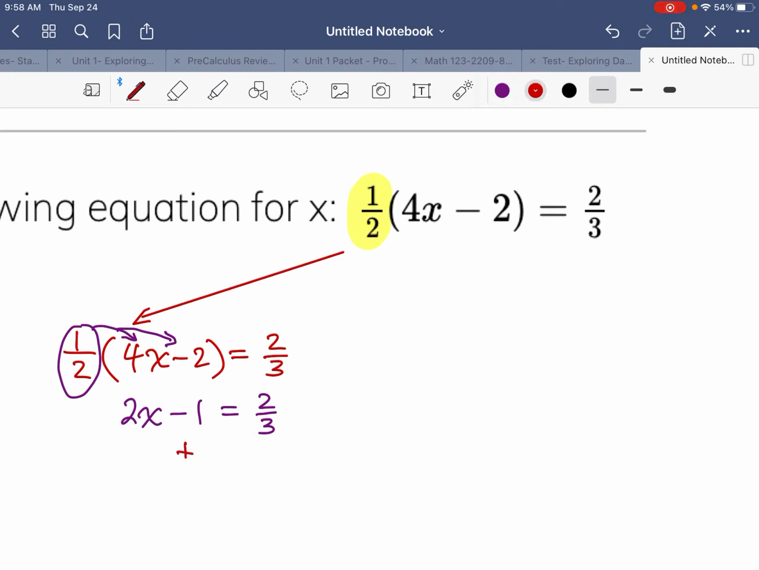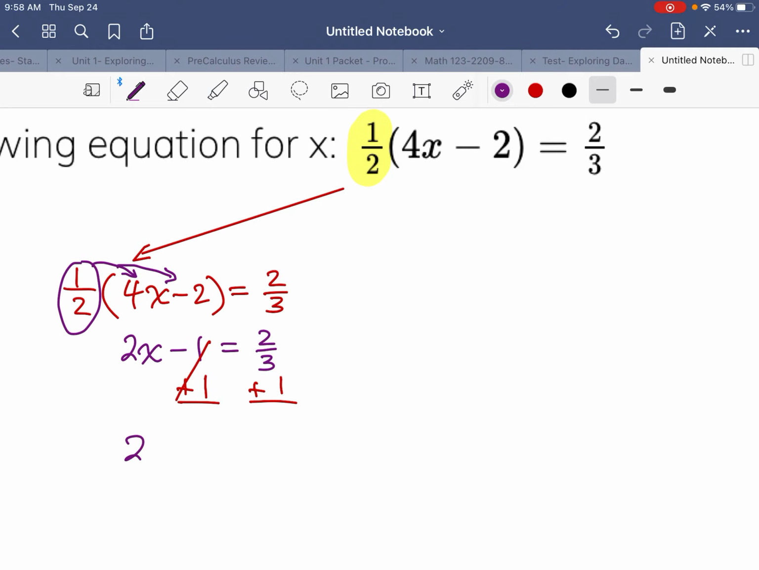Then I'd look to add 1 to both sides. And so I'd get as a result 2x equals 1 plus 2/3. In your head, or in your calculator, that's going to be 5/3. Then I want to get x alone. If I'm going to divide by 2, one way to handle that would be to divide by 2, obviously, but the other way would be to multiply both sides by 1/2.